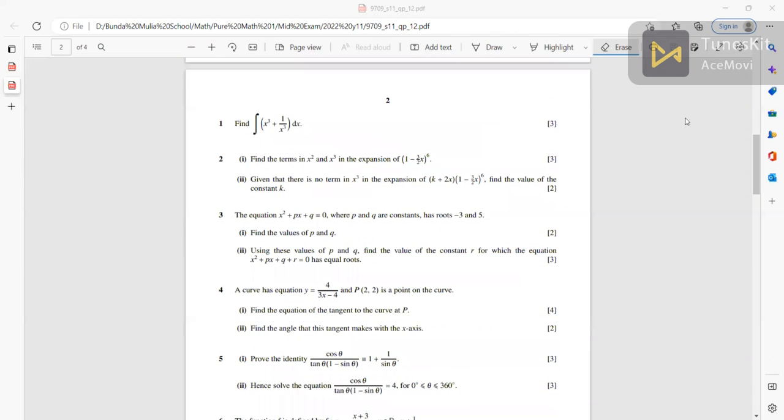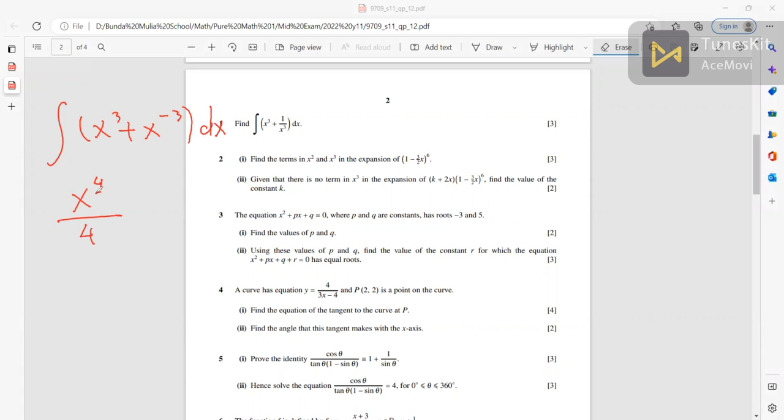The first question: find the integral of x cubed plus 1 over x cubed. For this one, I will make 1 over x cubed become indices first. This is x cubed plus x to the power minus 3 dx. For x cubed, we have to add 1 to the power, so it becomes x to the power of 4, and then we divide it by 4.